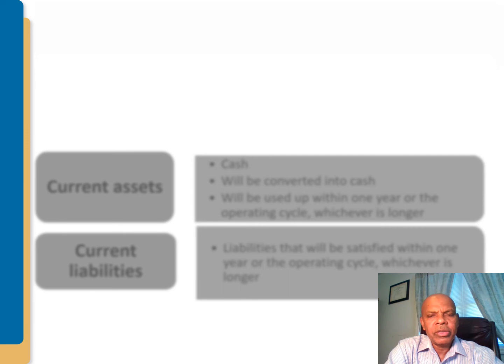And a current liability is a similar liability that will be satisfied within 1 year. That's what we call current, within 1 year, or the operating cycle, whichever is longer. The operating cycle may sometimes be 1 year and 2 months, depending on the situation. Okay.